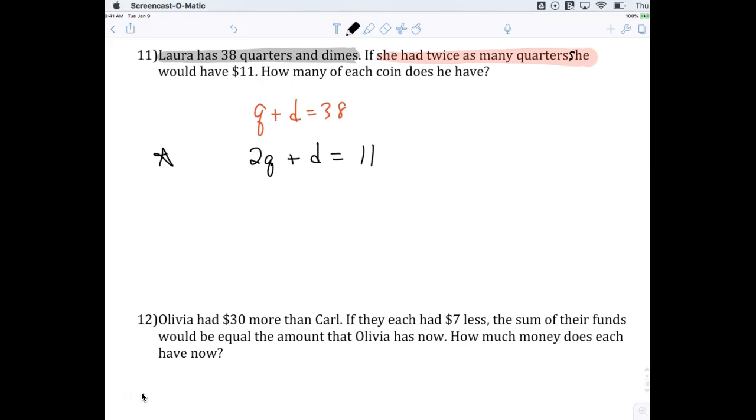I want you to put a star by that and say, yeah, that's pretty good. The problem with that is, look right here. 11 is what? Money. Is this money? No. This just tells you how many quarters and dimes I have, just like up here, where it says I have 38 coins. Here, this is just telling me I have quarters and dimes that add up to $11. So what do I need to do?